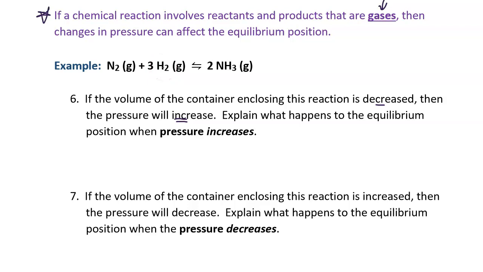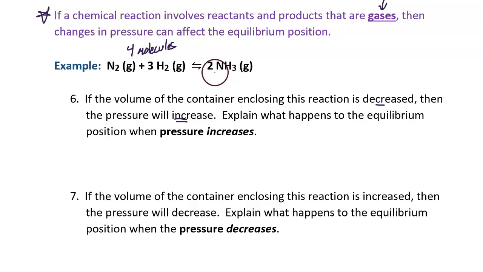Think about this in terms of Le Chatelier's principle. How can you overcome this stress of the particles in the container having increased pressure? You could decrease the amount of particles in the container. If there's less particles, then there will be less collisions with the container and less pressure. So how can you decrease the number of particles? On the left side of the equation, there is 1 molecule of N2 and 3 molecules of H2. There are 4 molecules on the reactants side of the equation.